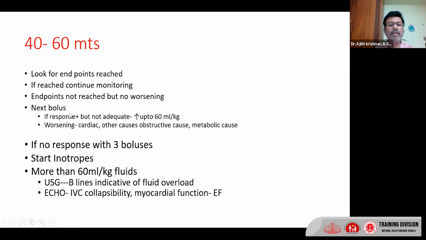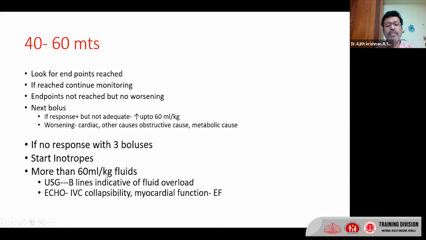So even at the beginning there is improving, but after some time you can get cardiac involvement secondary to septic shock, secondary to a metabolic cause. So you should be careful in monitoring. If there is no response with 3 boluses, that is up to 60 ml per kg, and the child is not improving, you have to start inotropes.